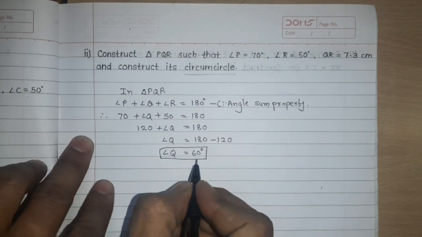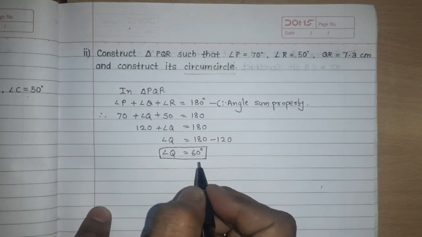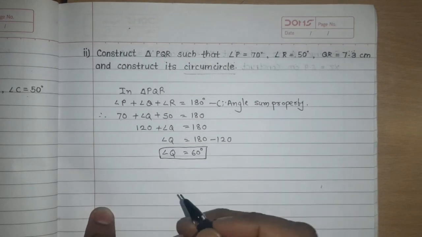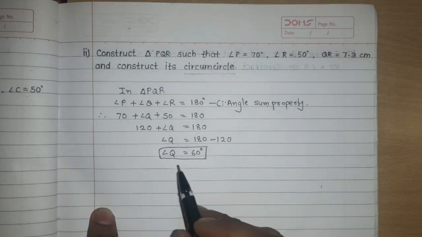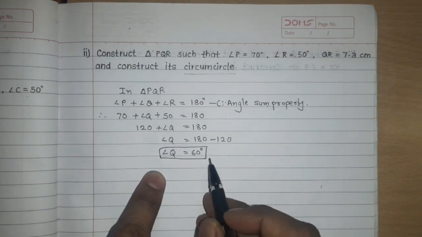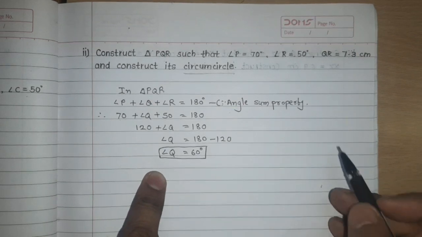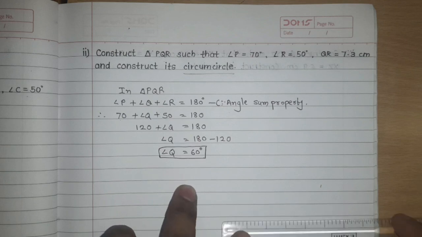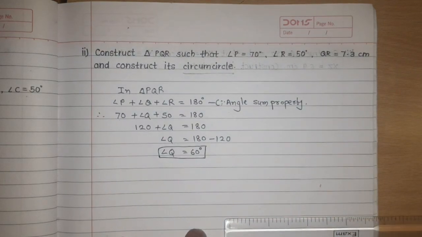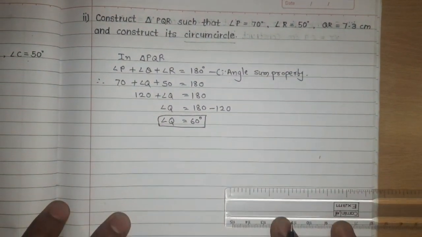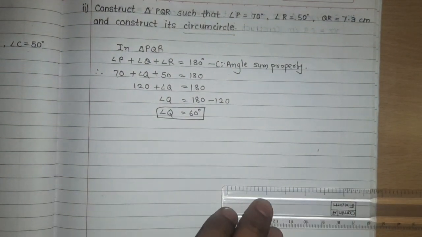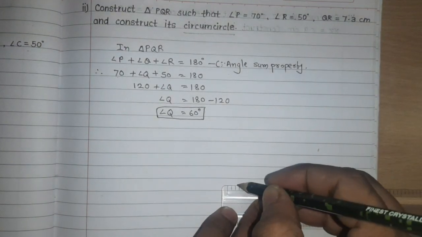Without knowing the measure of this angle Q, we can't construct the triangle PQR. Therefore this is an important thing. Now dear student, we got the angle Q is 60 degree. We have to construct a rough figure. For that purpose, we have to take QR as a base. QR as a base, it is 7.3.